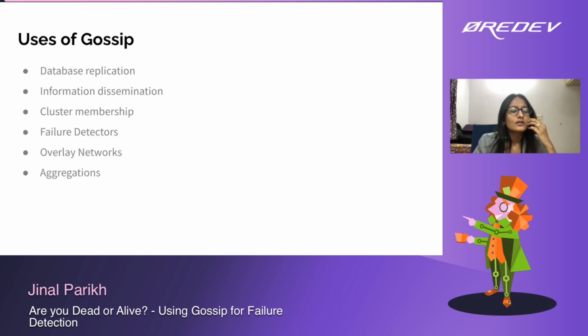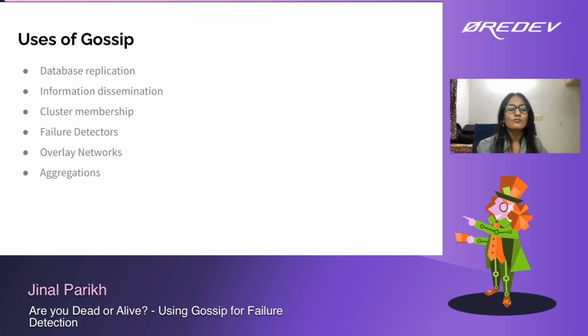So, uses of gossip. Gossip, in this paper, was used for database replication. It is also used by Cassandra. Cassandra uses what's called an anti-entropy version of the gossip protocol for repairing data. Super interesting, and you can read more about how exactly it is used.